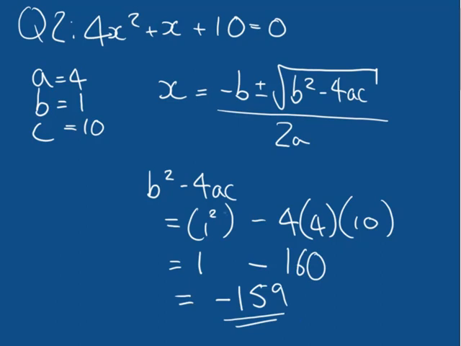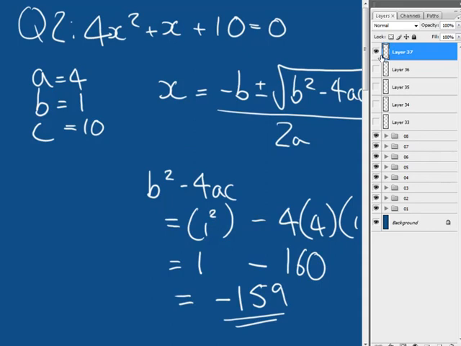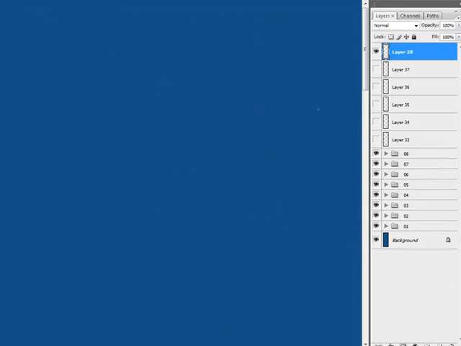Again, because we have a negative value for b squared minus 4ac, we can't find the square root of that negative number. That means there are no solutions for x. Okay, let's continue with another question. Question 3.